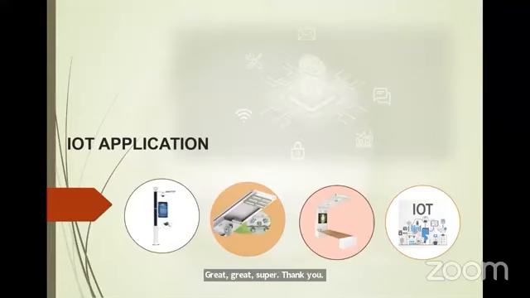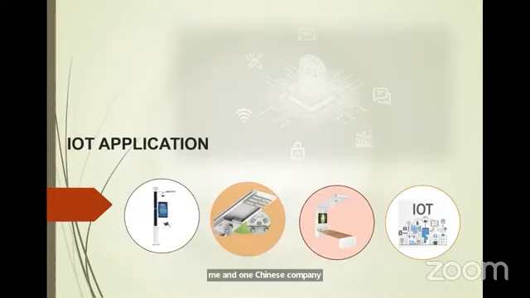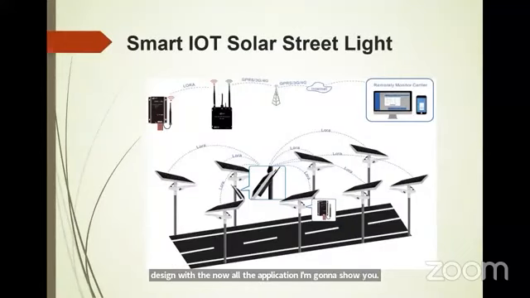So I'm going to speak about the applications, and I chose some products which I and one Chinese company modified together. All the products you can see here are real products, and we tested them and finalized the design with all the applications I'm going to show you. The first application is the smart IoT system for the street light. I'm going to speak about this and how it works.